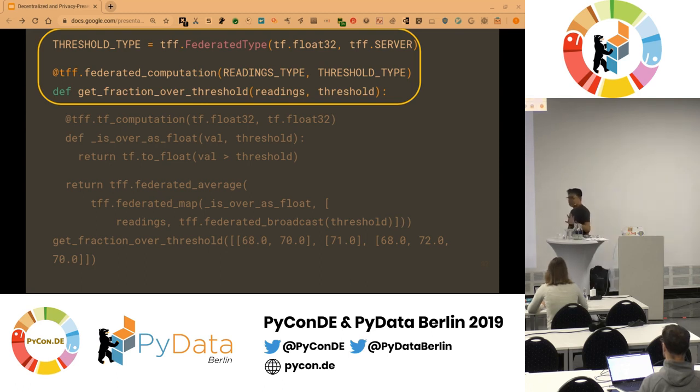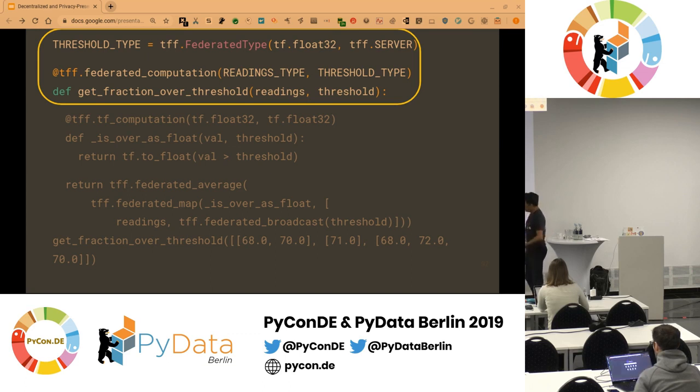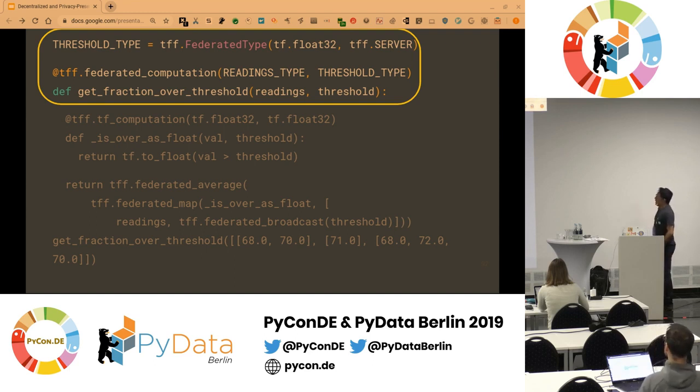So we already had the readings type, which is essentially a multiset of floats on the clients, with the client placement. So essentially, it's the sensor values on different clients. Now we have a threshold that we need to pass from the server to the clients. So we declare that as a float32 value, as a federated type, with the placement of server.